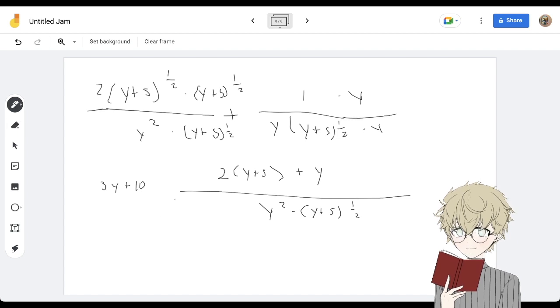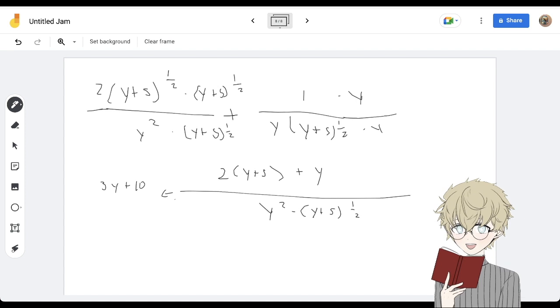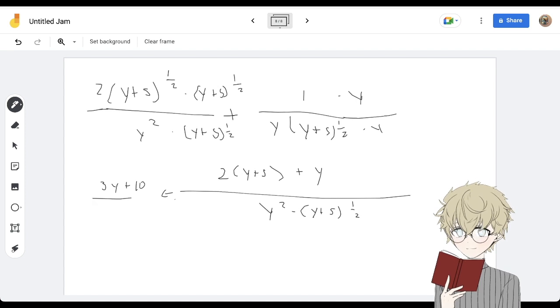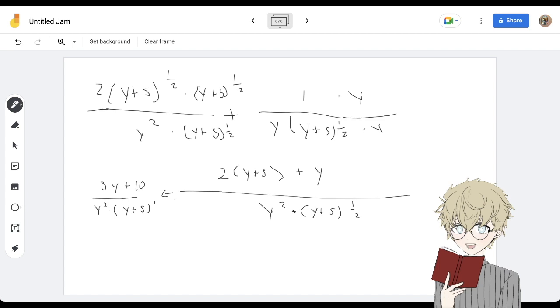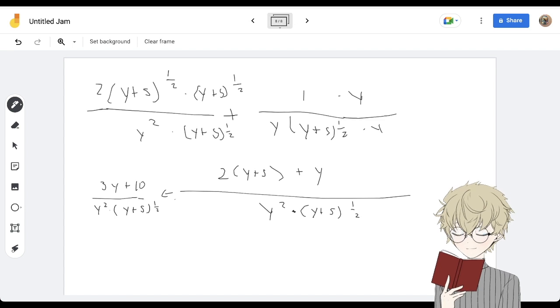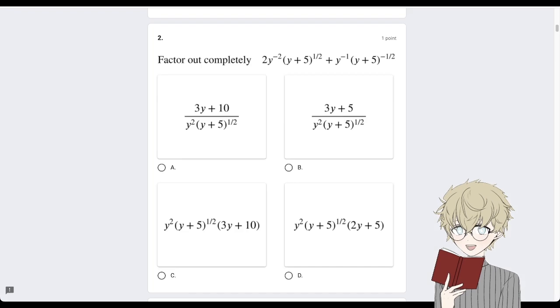How did we simplify that like that? Well, this is 2y plus 10 plus y, so 3y. All over, just copy this. Sorry that this looks like minus. It's really not easy to do this stuff digitally. But yeah, after that, I don't think there's any other way to make this simpler. Let's look back. And indeed, there is no other way.